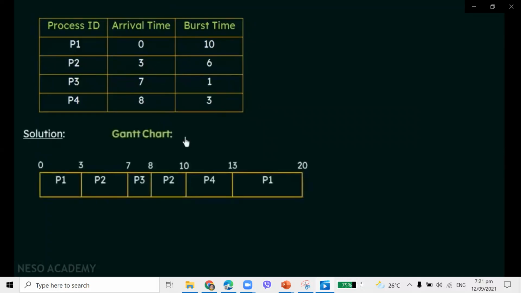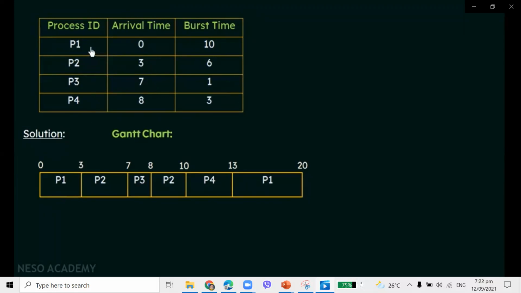Alright, so here is a Gantt chart. Now let us see how we have formed this Gantt chart. So first of all, let us see in this arrival time, which is the first process that arrives. So we see that P1 is the process that arrives first. It arrived at the time 0. So at 0 milliseconds, P1 arrived. Since it is the first process to arrive, and since there were no processes at that time shorter than P1, the CPU is assigned to P1 directly. So P1 begins its execution.